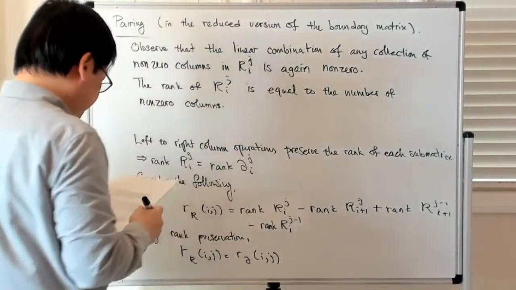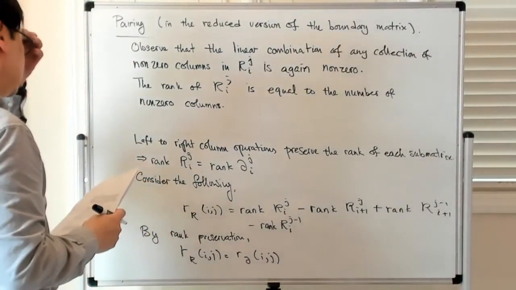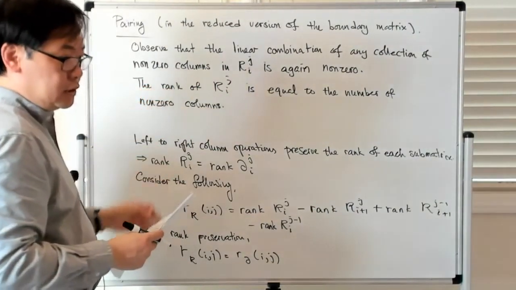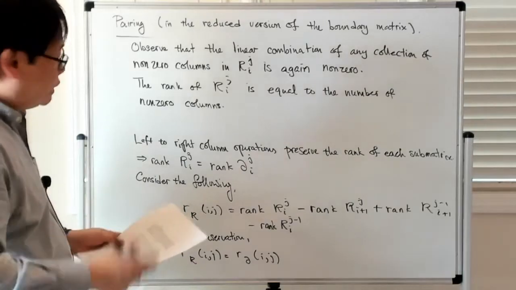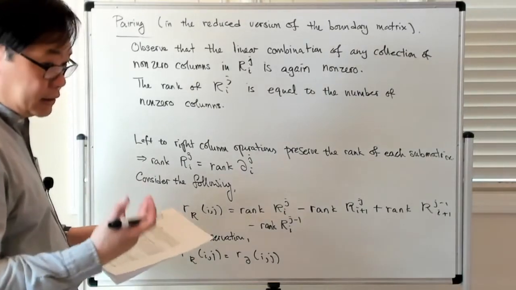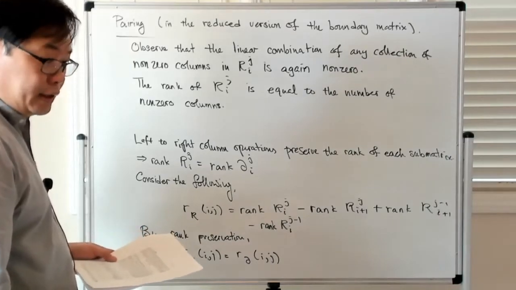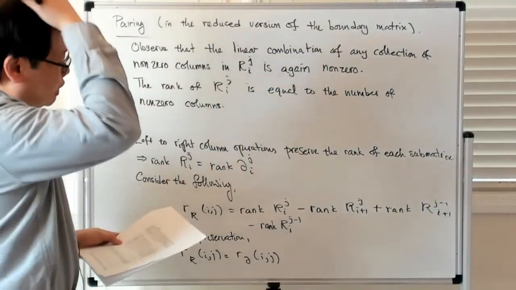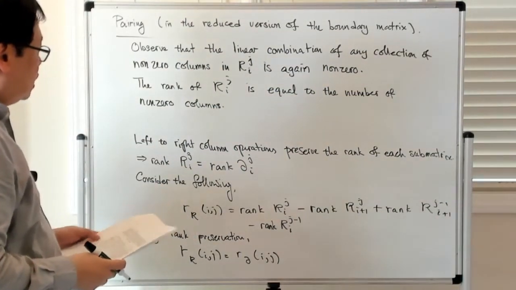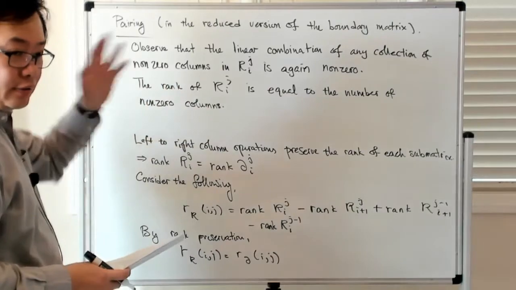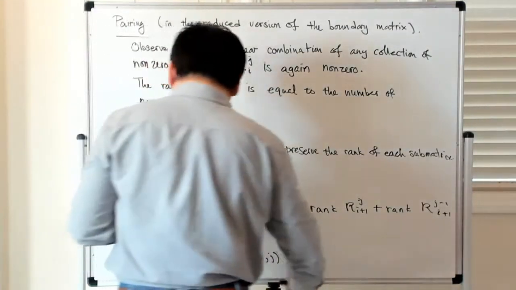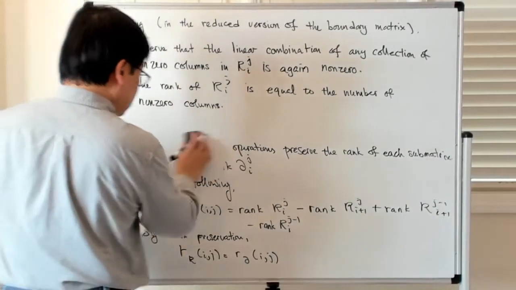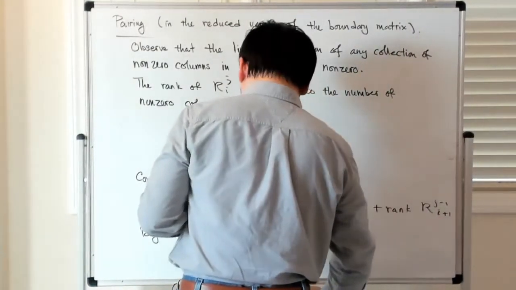And again, if you recall, this has a little bit to do with the ranks of the cycle and boundary groups. And this is the observation you would get from just doing matrix reduction for the pure homology case.